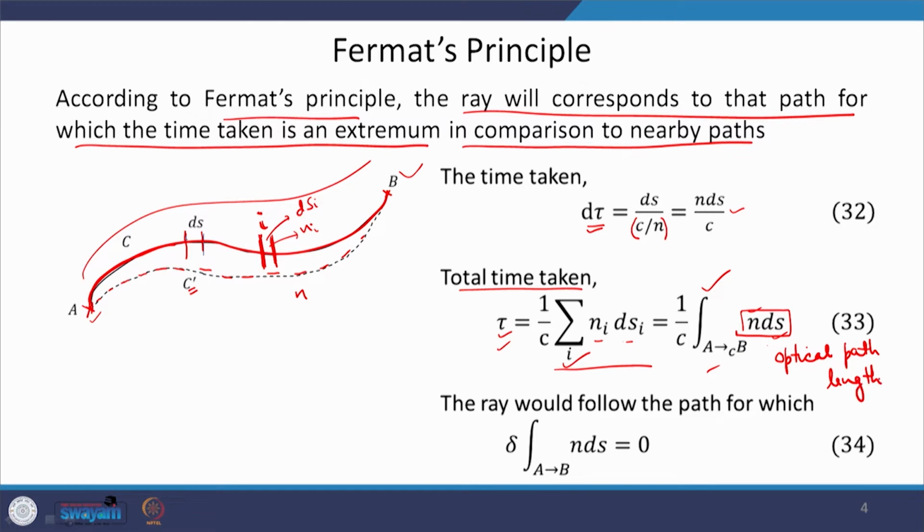Now, as I said, if a ray starts from point A and goes to point B, it may take many paths, and the fundamental question is, which path the ray will prefer. As per the Fermat principle, the ray will prefer the path for which the time taken is extremum. What does extremum mean? Extremum means either maximum or minimum or stationary.